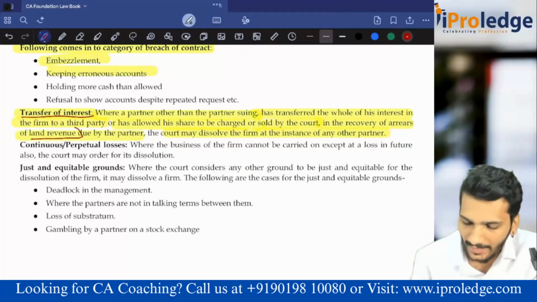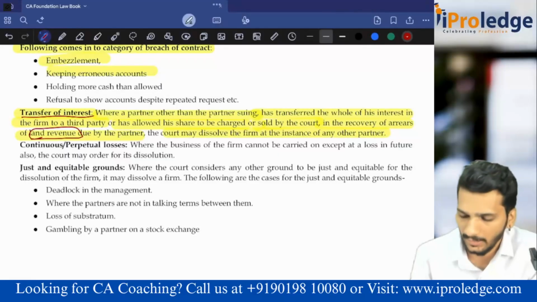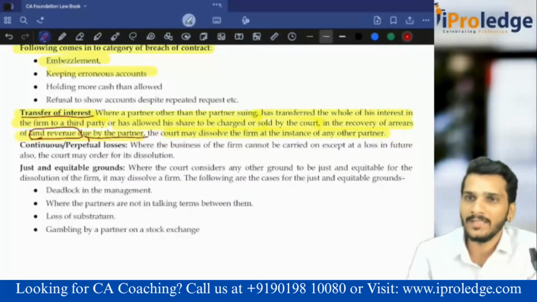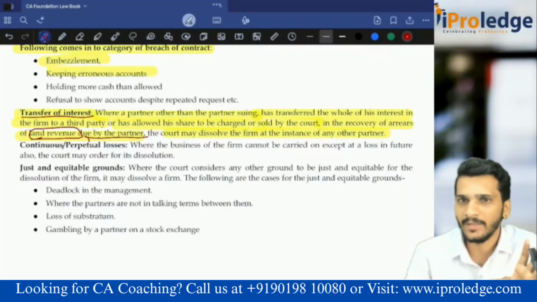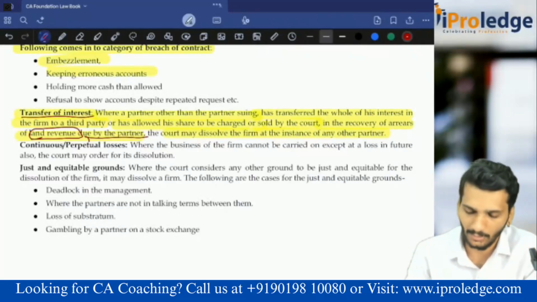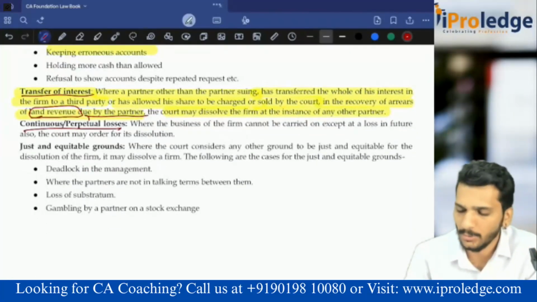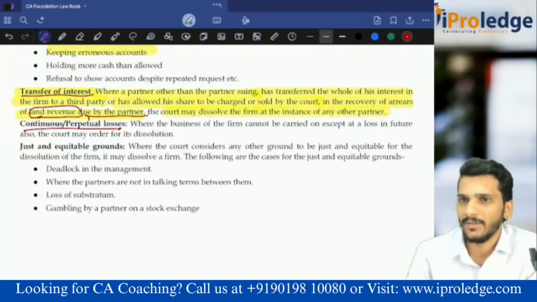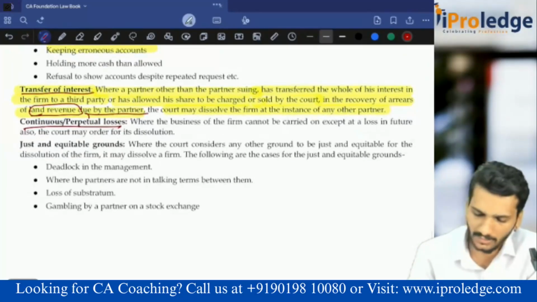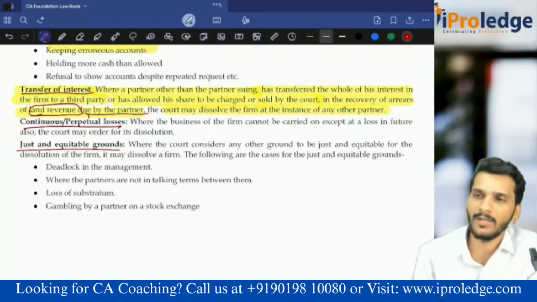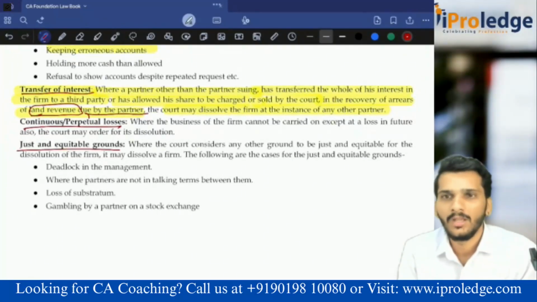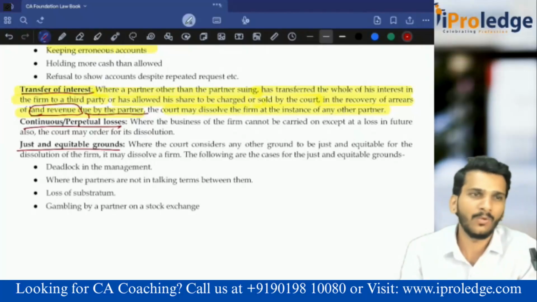You did not pay the land revenue which is required to be paid by a partner, and the government court has ordered that whatever the share is there, you sell that share and get me that, then your firm has to compulsorily dissolve. Then continuous or perpetual losses, that means how long continuous. Generally we go by 3 years. If 3 years of continuous losses is there, then they have to shut it down. Then just and equitable grounds. What is just and equitable grounds? Wherever the court feels it is right, then they can shut it down.